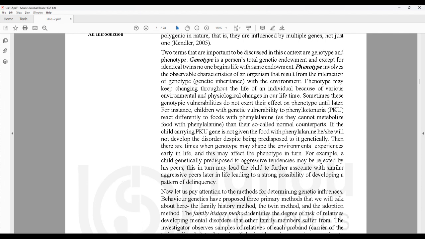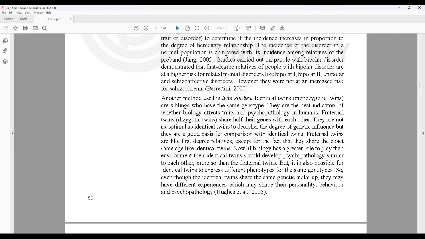Behavior genetics has proposed three primary methods that we will talk about here: the family history method, the twin method, and the adoption method. The family history method identifies the degree of risk of relatives developing mental disorders that other family members suffer from. The investigator observes samples of relatives of each proband, carrier of the trait or disorder, to determine if the incidence increases in proportion to the degree of hereditary relationship. The incidence of the disorder in a normal population is compared with its incidence among relatives of the proband.